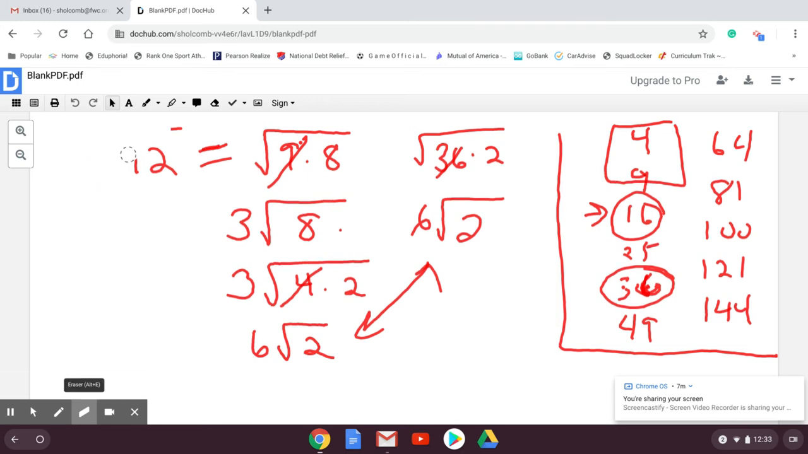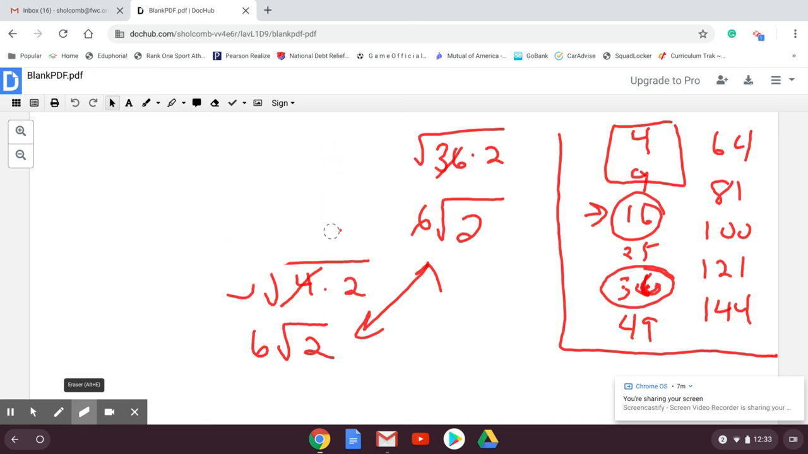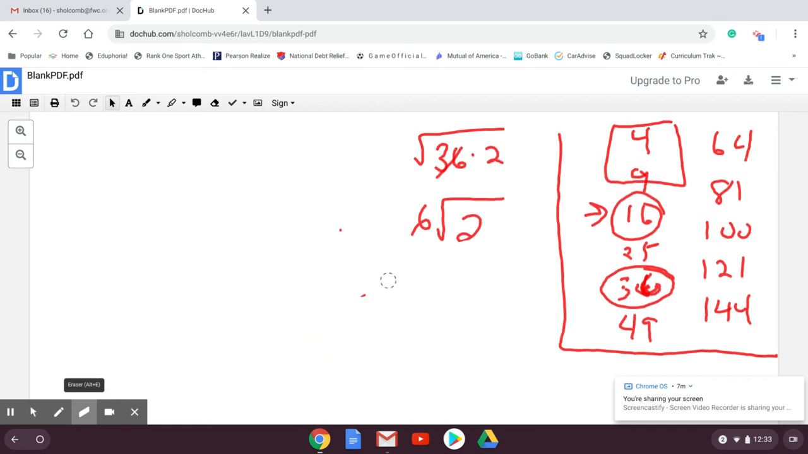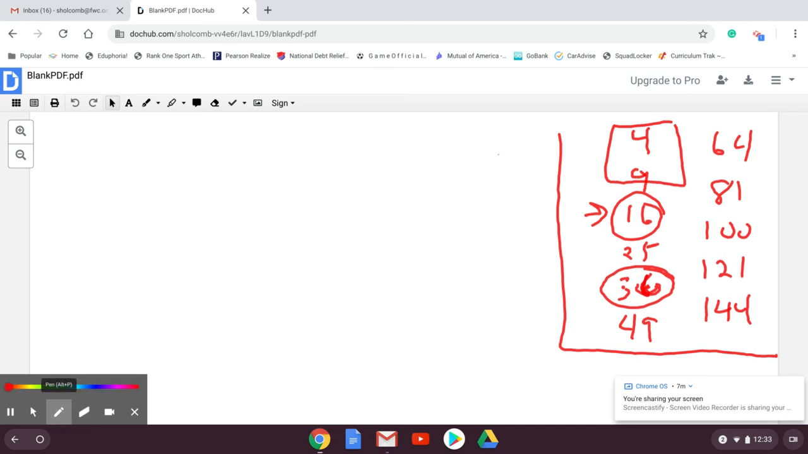A couple of suggestions when doing this. In your notes, write down all the perfect squares from 1 to 20. What I mean by that is 1 times 1 is 1, 2 times 2 is 4, 3 times 3 is 9, 4 times 4 is 16. Just like these numbers that I've written over here to the side, I would put all of the first 20 perfect squares in your notes and look at them when you're doing this assignment.